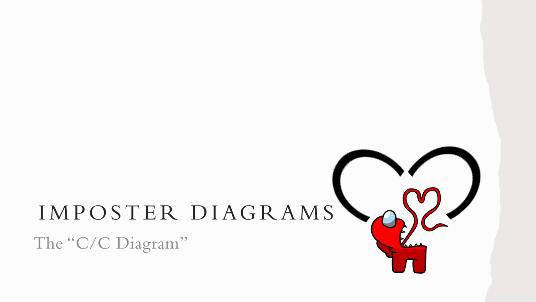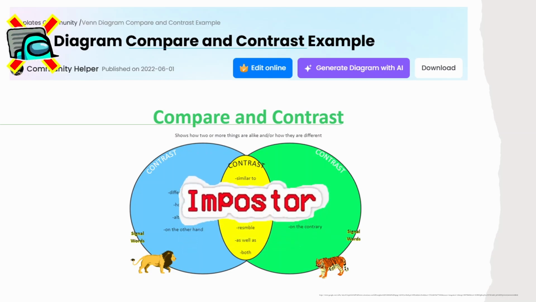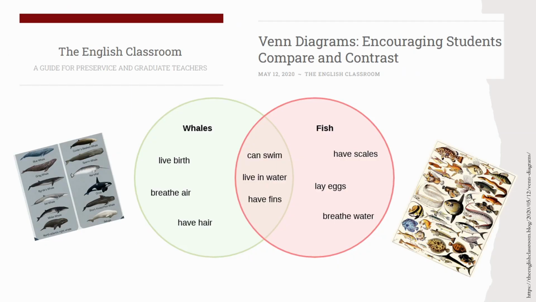Now the next imposter diagram is what we'll call a CC diagram or a compare contrast diagram. Now this is probably something that you've learned in an English class in K-12 at some point, and there are a lot of learning materials that say that these are Venn diagrams, and they're really not. This is a classic imposter diagram, and we'll take a look at why here quick. These diagrams that are given in English classes are typically used to show that there are certain properties that things of two kinds have in common and properties that make them different.